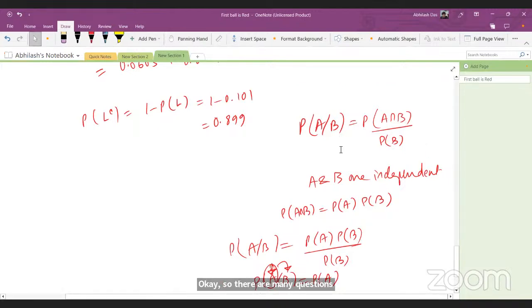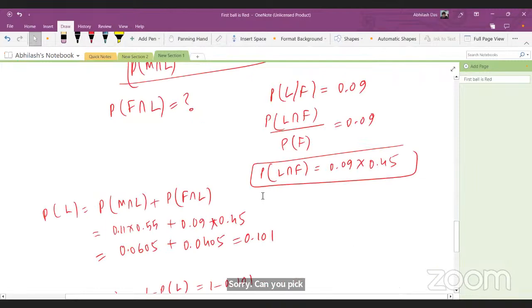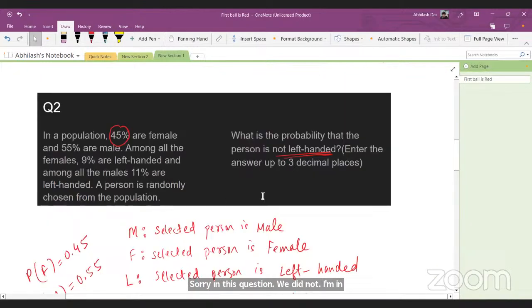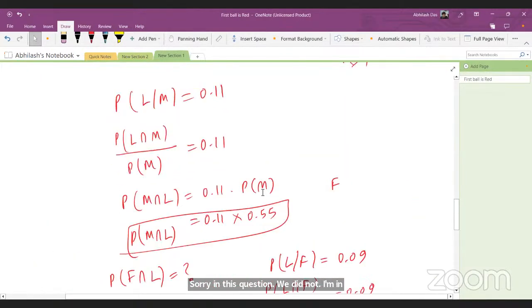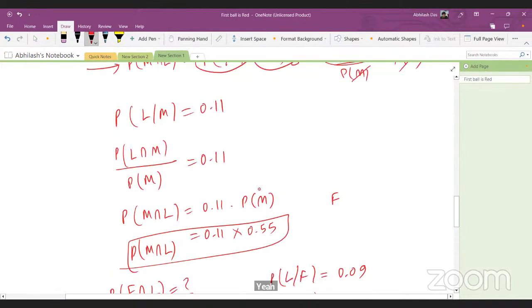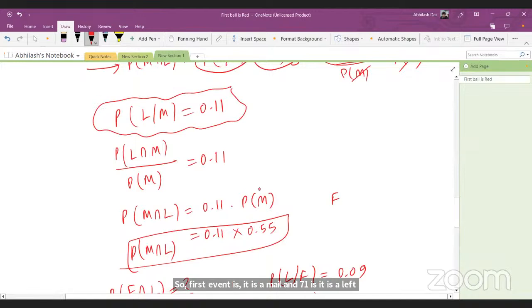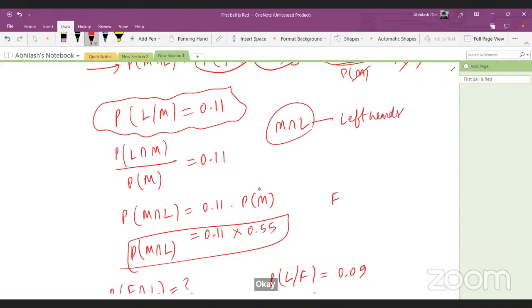We'll take it. Sir, so in this case, A is left-handed, B is it is a male. Sorry, can you repeat? Sir, in this question, we did not find P of M intersection L. So first event is it is a male, and second event is it is a left-handed. We are taking all the male left-handers. M intersection L denotes all the left-handers who are male. This is what it means.